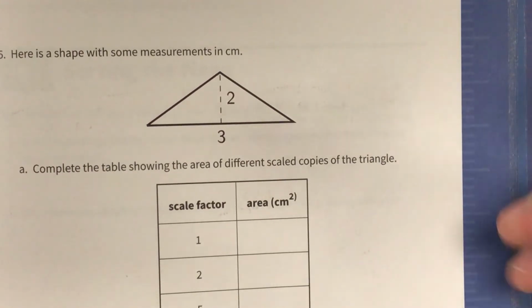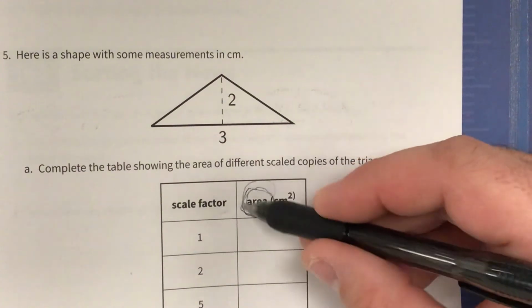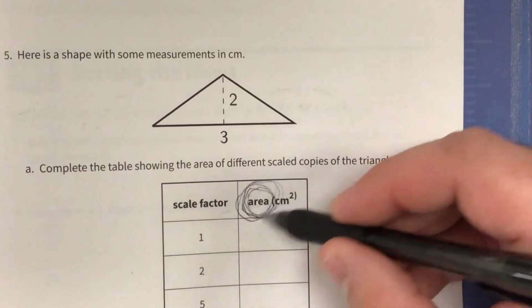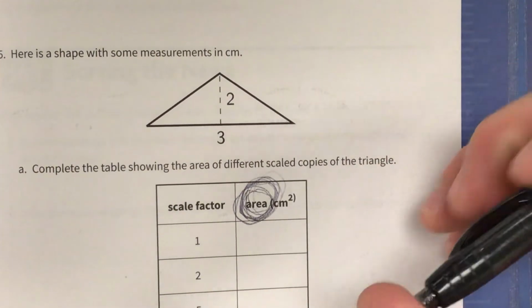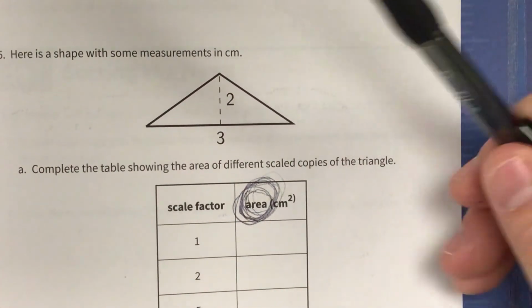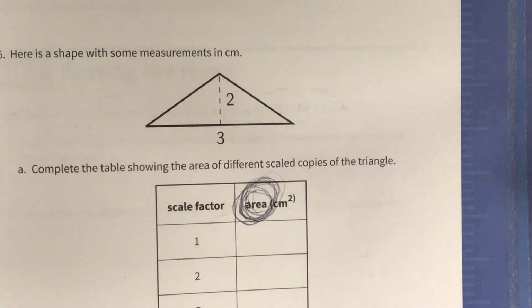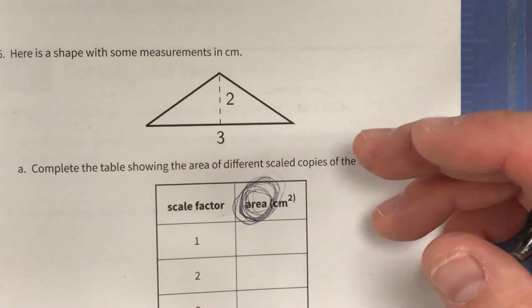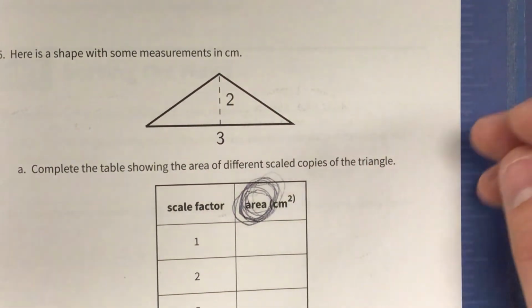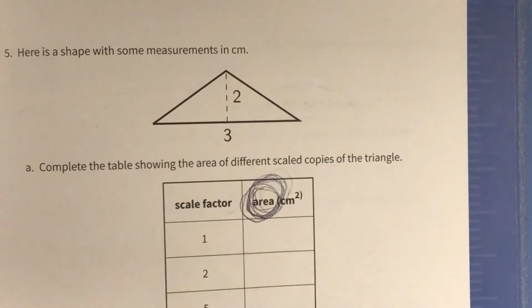Be careful. Remember what you do to area when you increase the scale factor. Square the scale factor when you're dealing with area. So if it's twice as big, how much bigger is the area? 2 squared is 4. 4 times bigger. All right, and then don't forget to be on the next page. So that will be due tomorrow.